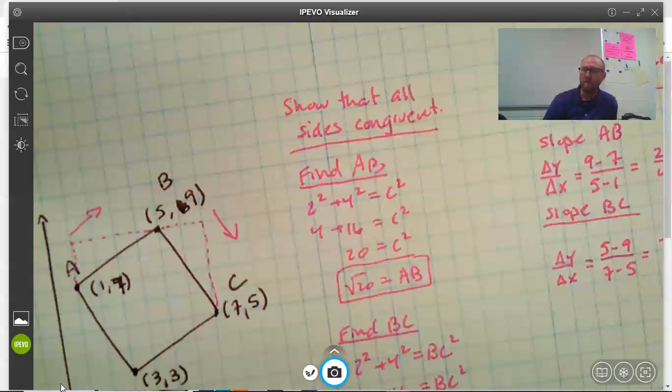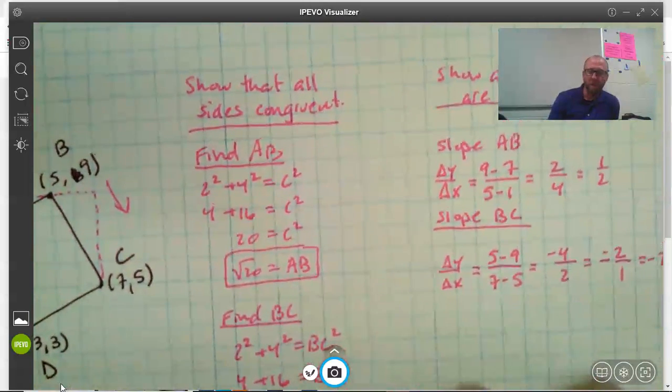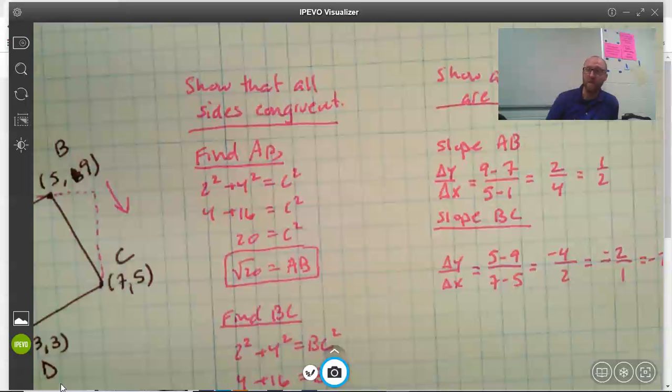But we have the graph in front of us, so I think it's okay if we go ahead and use just the Pythagorean theorem. We do have our slope calculations over here to show the slopes. So again, slopes tell us that adjacent sides are perpendicular, meaning that they meet at right angles. And the Pythagorean theorem calculations show us that all 4 sides are the same length, and therefore the shape is a square.